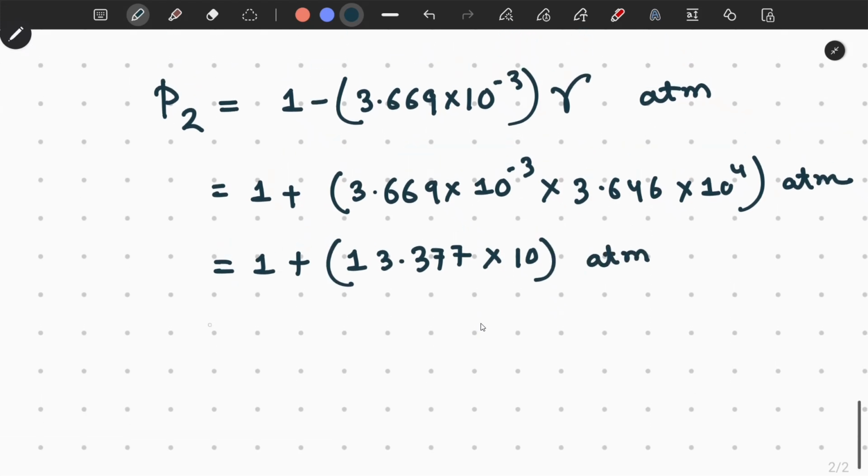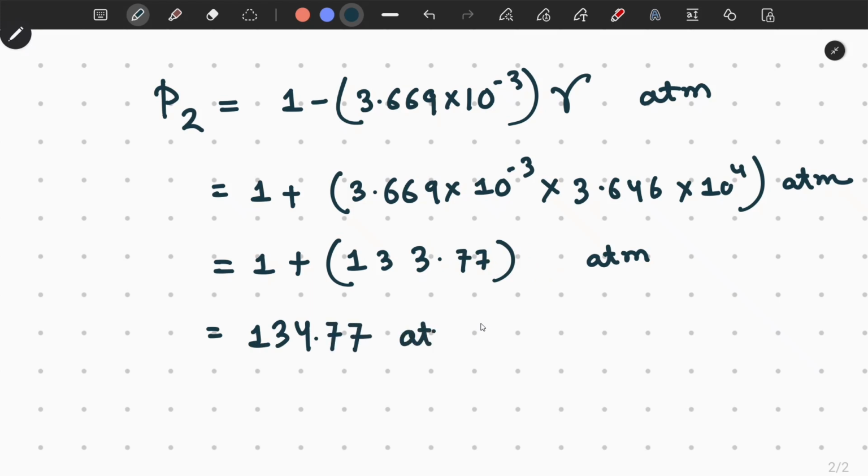This is in atm. That we have to accept actually. This is not a very bad number even. So eventually it is 133.77 atm. So how much pressure is needed for minus 1 degree Celsius? It is not absurd.